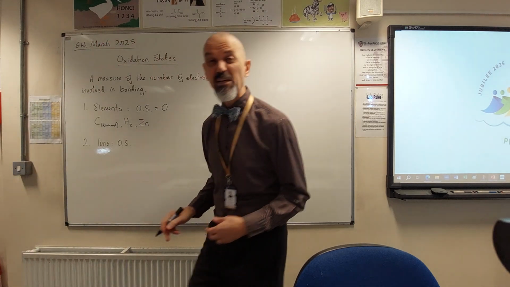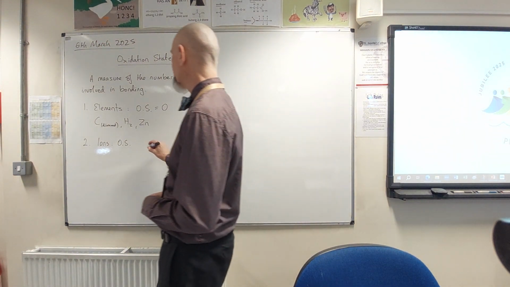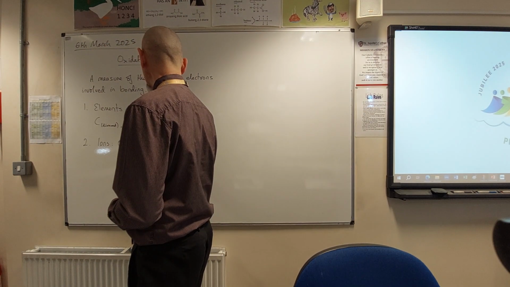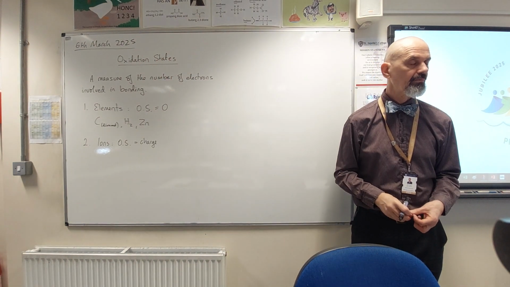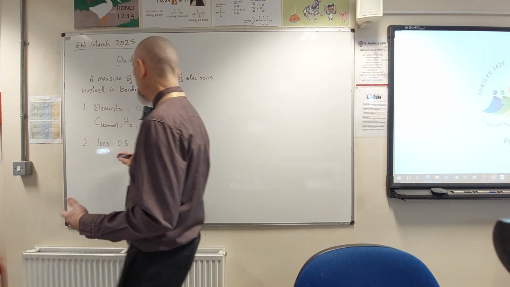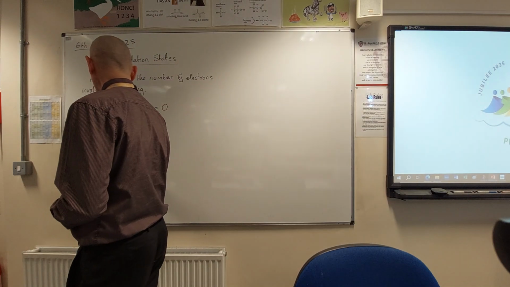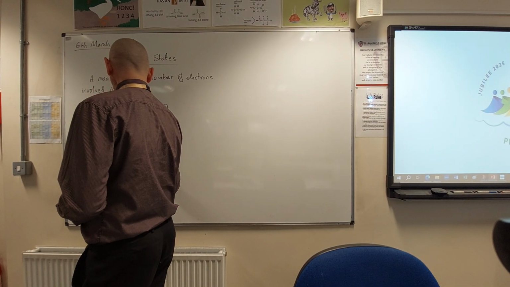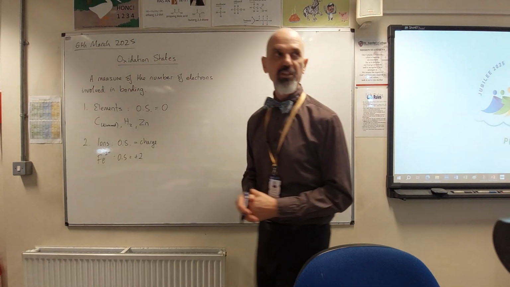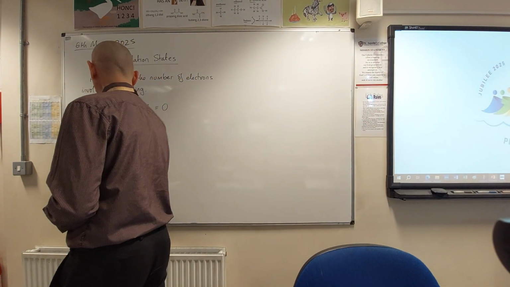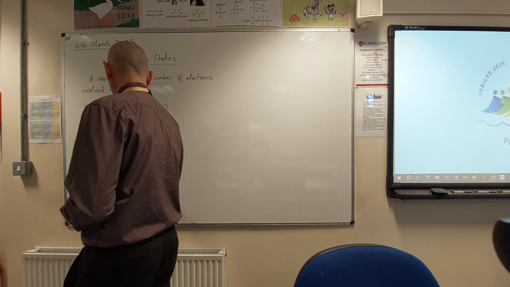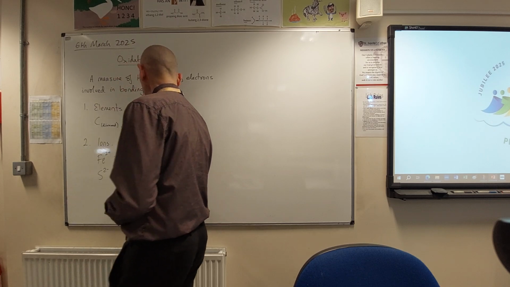if we have a simple ion, the oxidation state equals the charge on the ion. So if I've got, say, Fe2+, the oxidation state for that is just +2. Easy. If I have S2-, a sulfide ion, the oxidation state for that is -2.